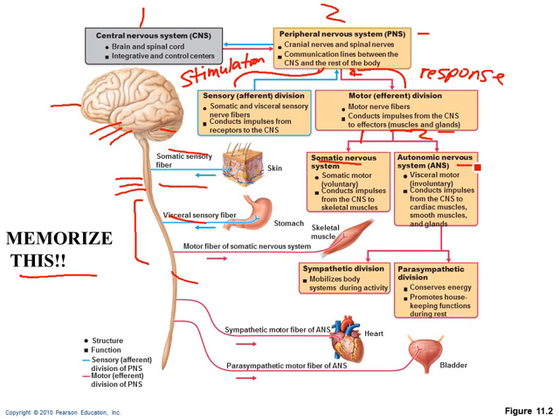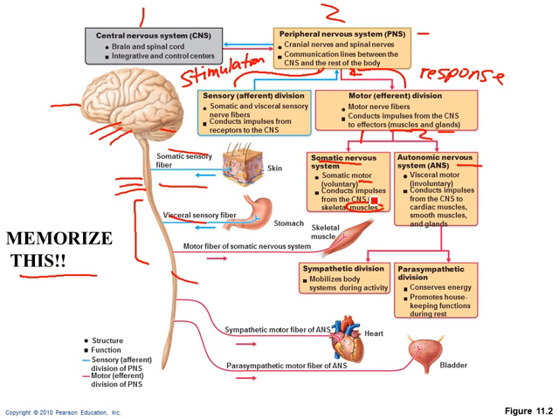What's autonomic sound like? Automatic, exactly. It says automatic. So somatic is voluntary. So just think about muscles. Our skeletal muscles are voluntary. So your somatic nervous system is when you're in control, like when you're moving a skeletal muscle.